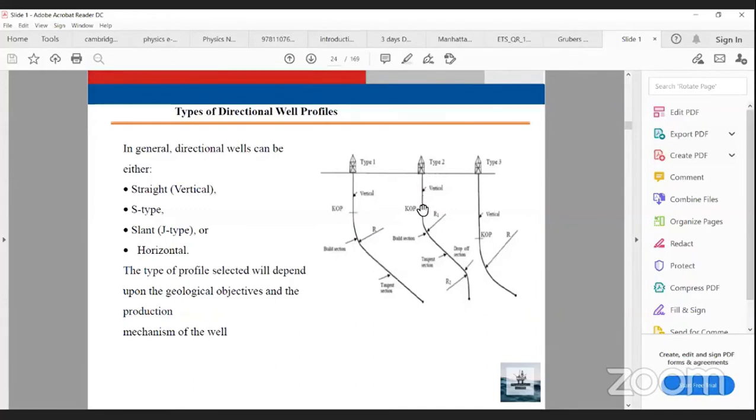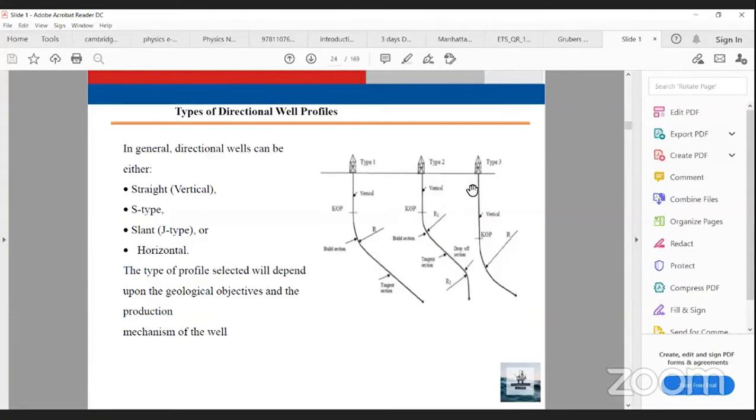It starts with the vertical, then with the building angle, increasing the angle, the same as type 1, then tangent angle, keeping the angle. The addition compared to type 1 is dropping the angle, which means decreasing the angle and returning vertically. This is called type 2 or S shape because it's like the letter S.